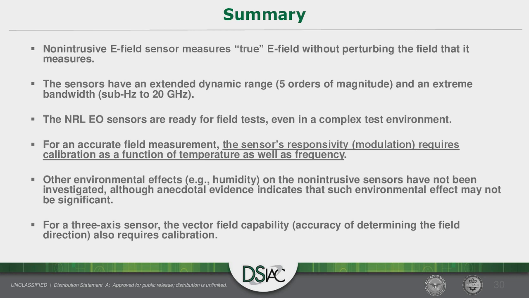Next slide, please. So in summary, we developed a field deployable, non-intrusive E-field sensor that measures true E-field without perturbing the field that it measures. The sensor's dynamic range is more than 5 orders of magnitude, and the bandwidth is from sub-hertz or DC, zero frequency, to 20 gigahertz. And the NRL EO sensor is ready for field test, even in very complex test environments.